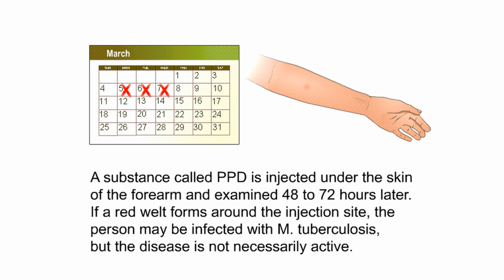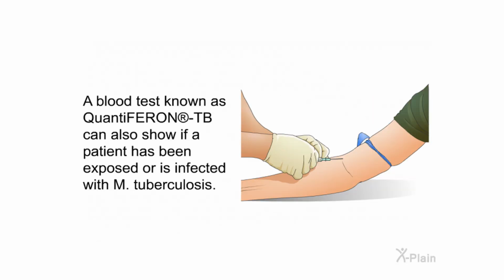If a red welt forms around the injection site, the person may be infected with M. tuberculosis, but the disease is not necessarily active. A blood test known as Quantiferon TB can also show if a patient has been exposed or is infected with M. tuberculosis.